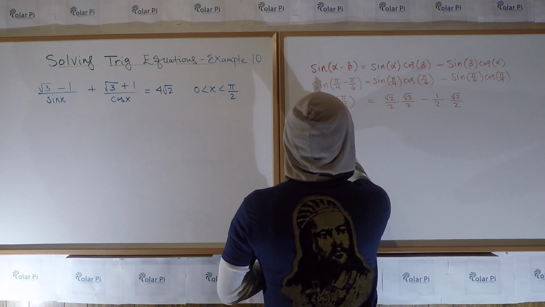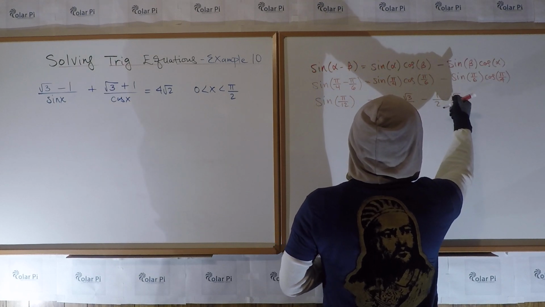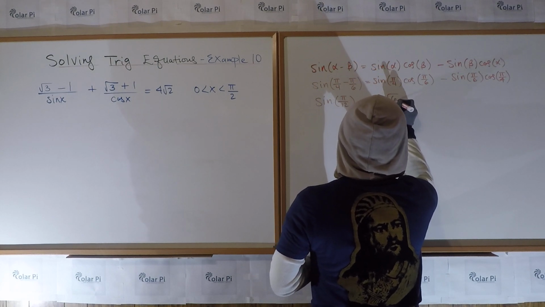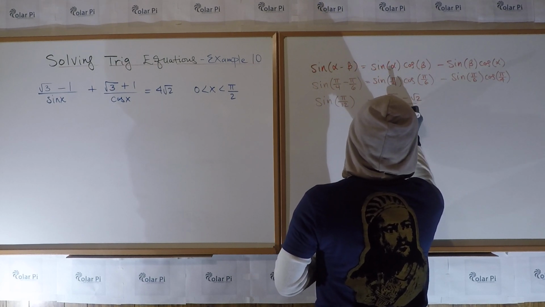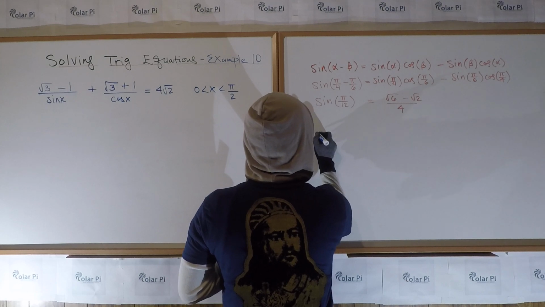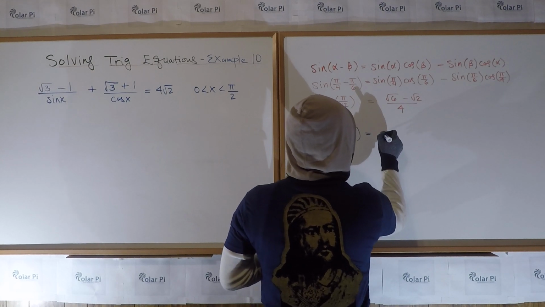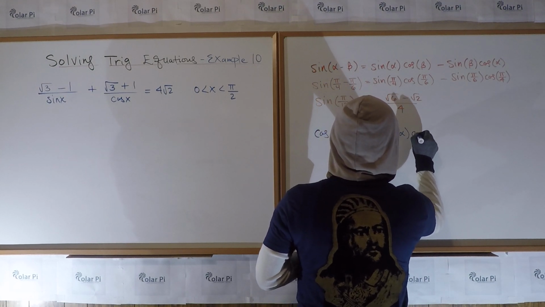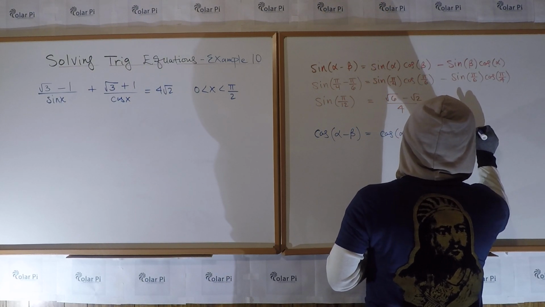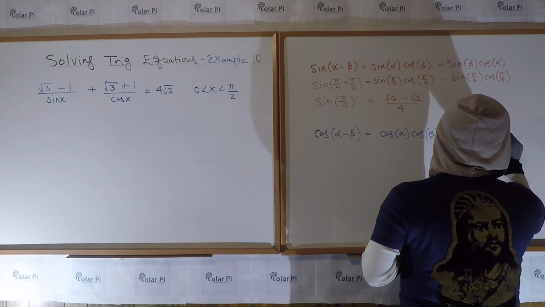So we have here that sine of pi over 12 is equal to, what does this simplify to? Root 6 over 4 minus root 2 over 4. And I could just write it here, and therefore root 6 minus root 2 all over 4. Okay, cool. And then next on to cosine of alpha minus beta, which is cosine alpha cosine beta, and then plus sine alpha sine beta.